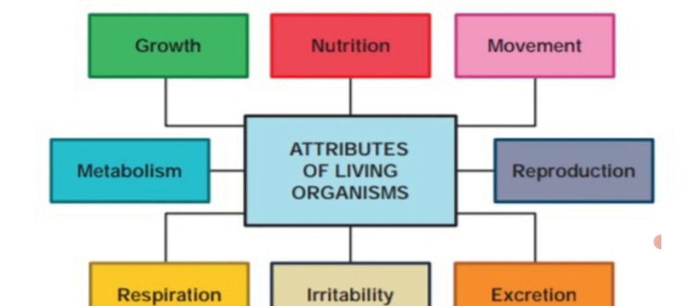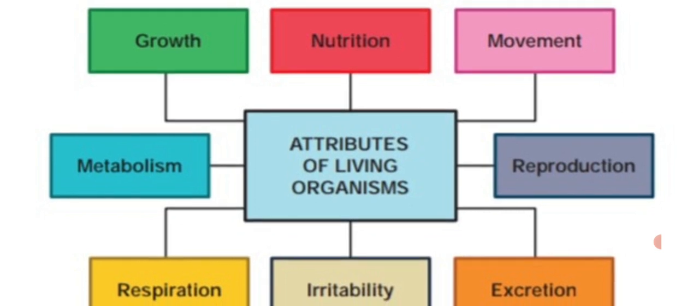See the flow chart which shows the attributes of living organisms, that is different life-giving activities. It is said to be attributes of living organisms. Growth, nutrition, that means taking food material. Growth, which is an increase in their size and height. Movement, moving from one place to another place.